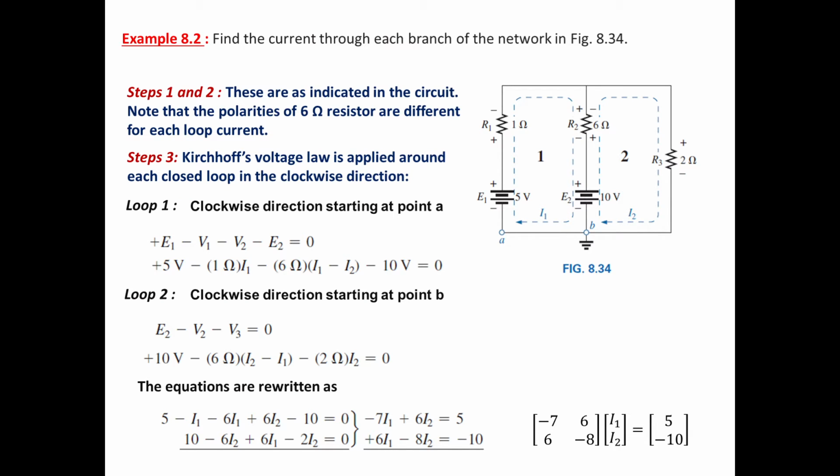Now let us solve the next question. Here they are asking you to find the branch current through each branch using mesh analysis. Branch means here you have three branches. This is called branch 1, this is called branch 2, and this is called branch 3. So they are asking you to find the current in each branch using mesh analysis.